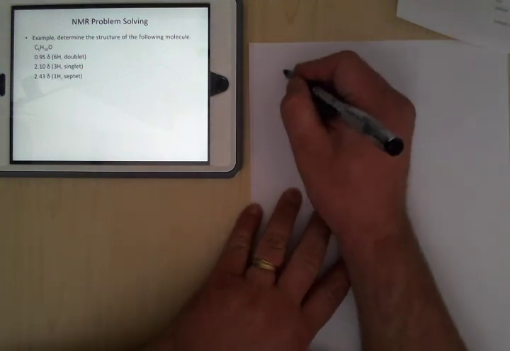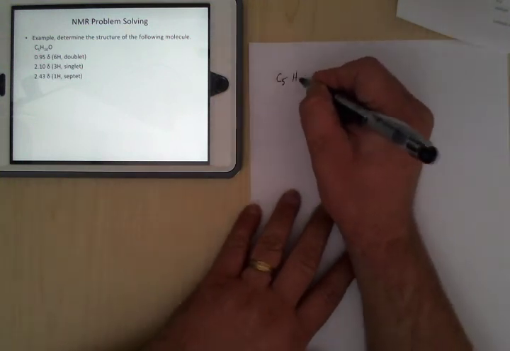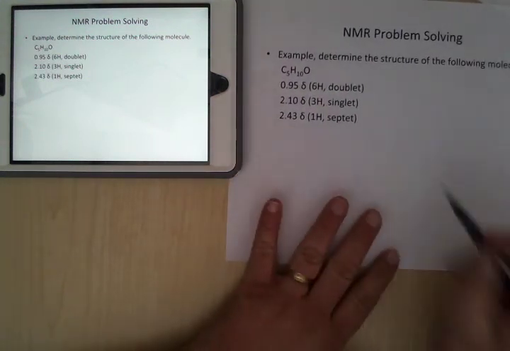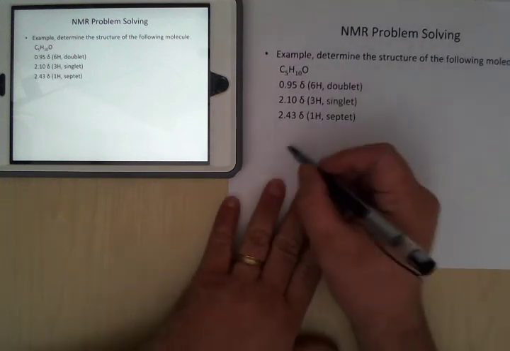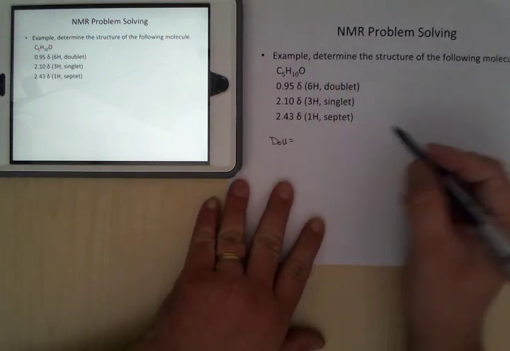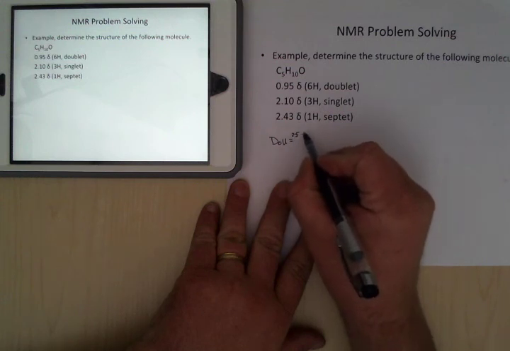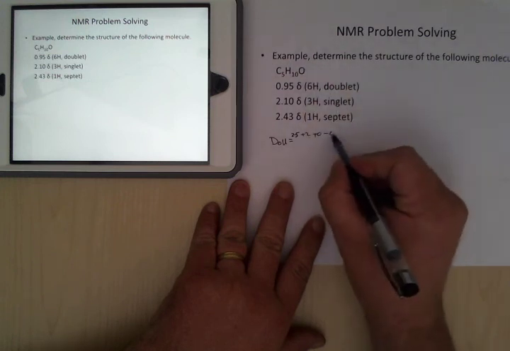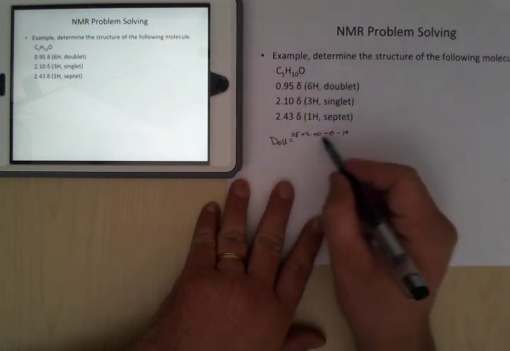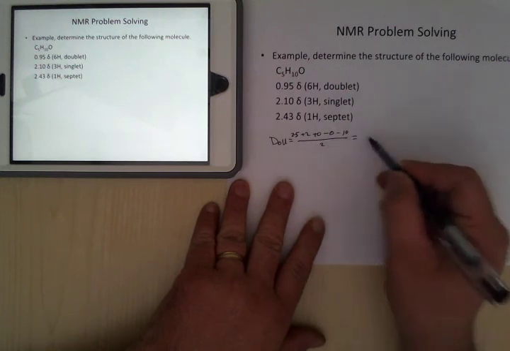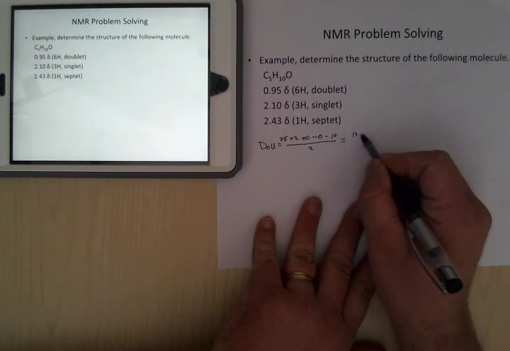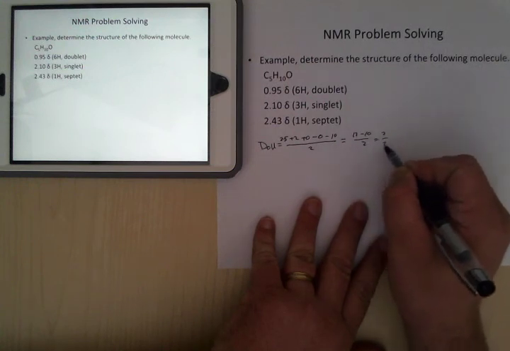So here we go. C5H10. Okay, so first thing we have to do, when in doubt, do a DOU. So 2 times 5 plus 2, no nitrogens, so 0. No halides, 0. We do have 10 hydrogens. So 10 plus 2, so 12 minus 10, over 2. So 2 over 2, 1.